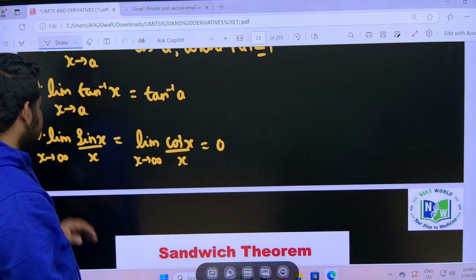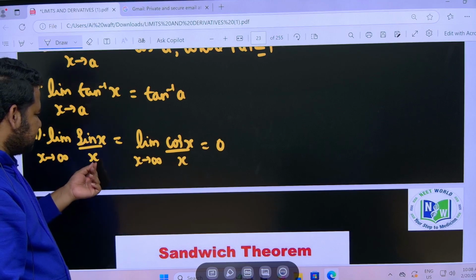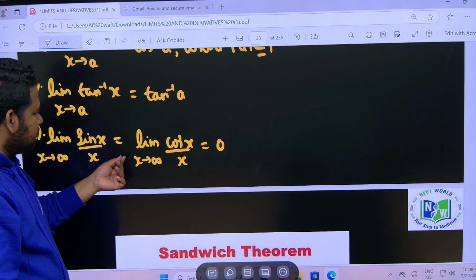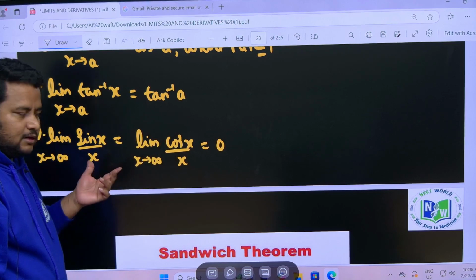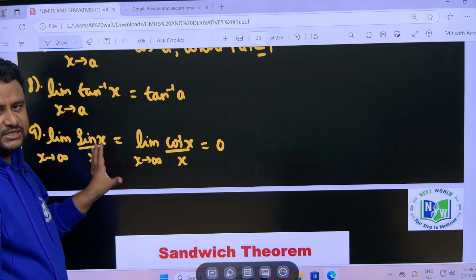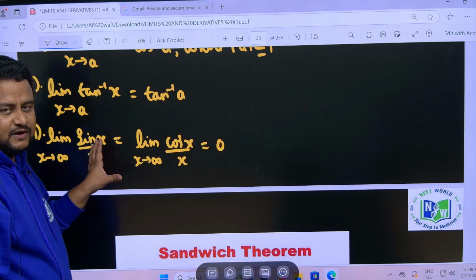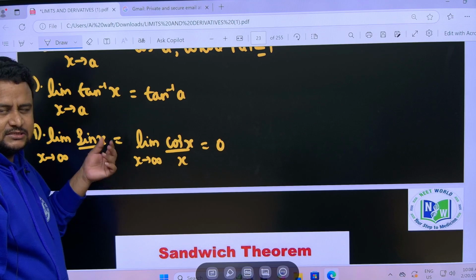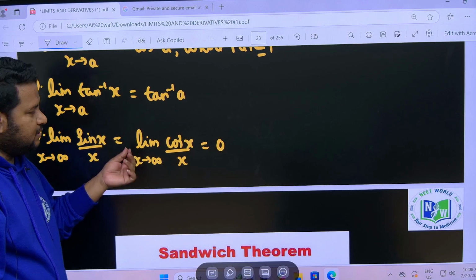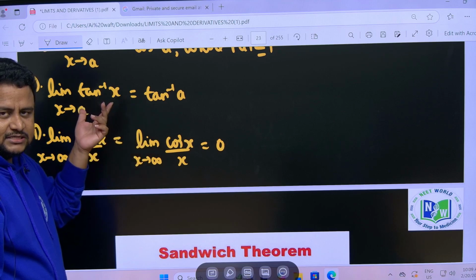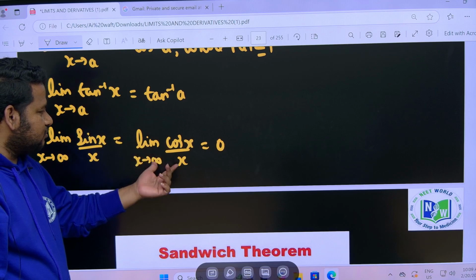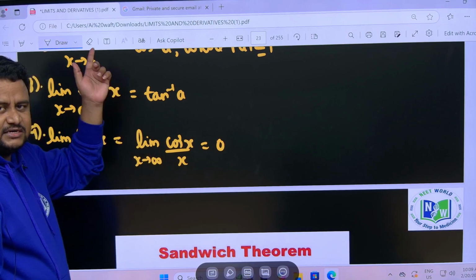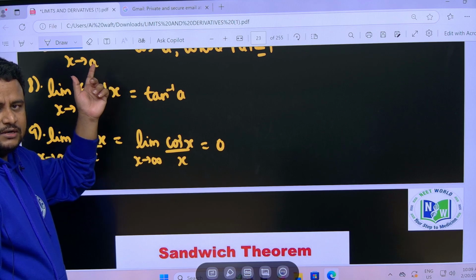Now have a look at this. Limit of sin x by x is equal to 0, and limit of cos x by x is also 0. I want to point this out, it is very important. Limit of sin x by x is equal to 1 and limit of tan x by x is equal to 1, but for cos x by x we didn't say it is equal to 1.